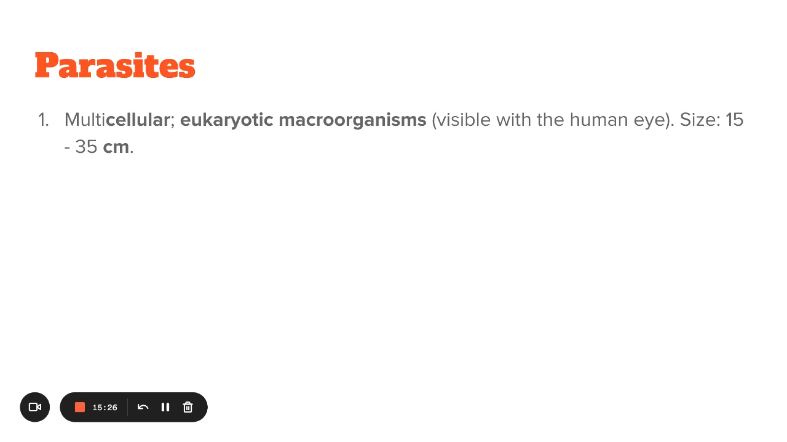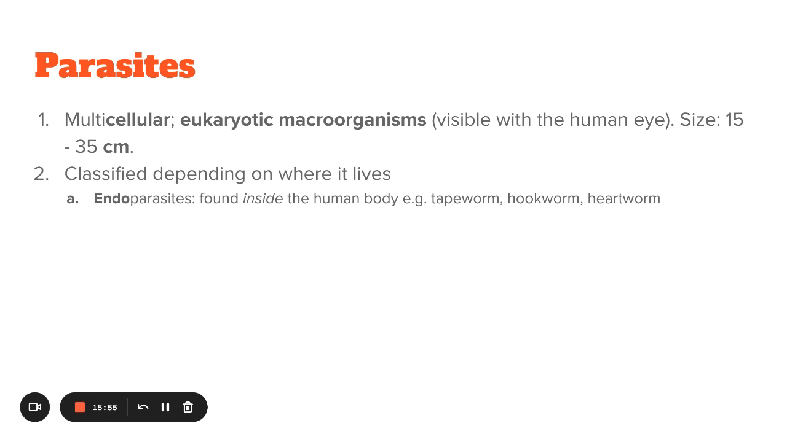Parasites. So there are multicellular parasites and they are macroorganisms. So far we have been looking at microorganisms, so organisms that cannot be seen with a human eye. Macro means you can see them with a human eye, and you can see that the size is definitely much larger. Right, so we classify depending on where it actually lives. So where would it live? Where do you find it?